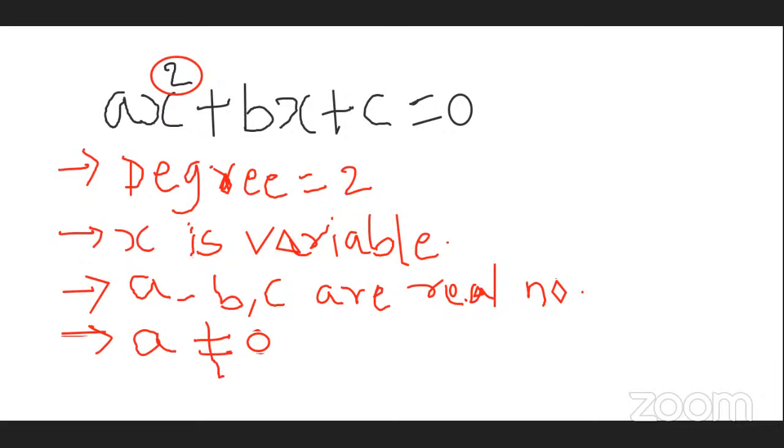These are the basic concepts of the quadratic equation. See, degree is 2, x is a variable, a, b, c are real numbers, and a not equal to 0. The first term should not be 0. Okay, my dear, this is clear now? So now we start exercise 2.1.